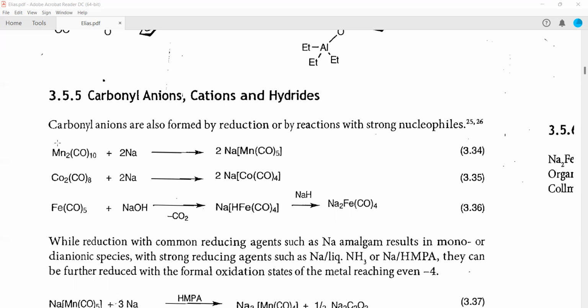Another example is the cobalt dimer. So here also, when you react with sodium, you get the anionic carbonyl complex. And the same happens with iron also. So while reduction with common reducing agents such as sodium, all of these are reducing agents because what they are doing is providing one or two electrons to this metal carbonyl complex.